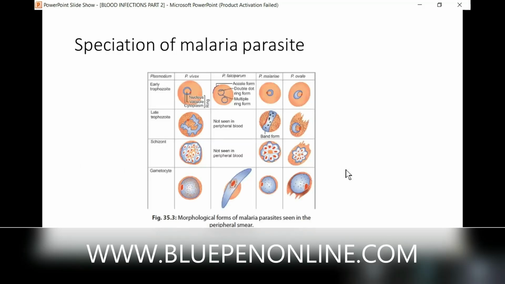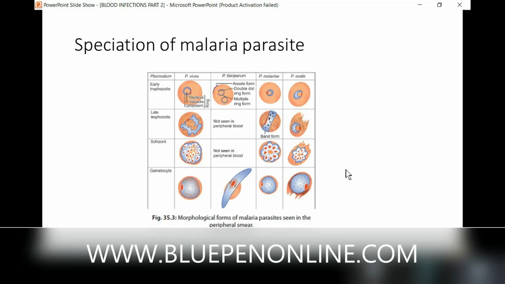In Plasmodium vivax, you see a circular ring of cytoplasm with a central nucleus, like a signet ring shape. Plasmodium malariae is also the same, a signet ring shape. Whereas in Plasmodium falciparum, the early trophozoites can have a signet ring, double ring, or circular signet ring shape, or they can have an accolé form on the RBC membrane also. So this first line is the early trophozoite stage of Plasmodium falciparum. The next one is the late.